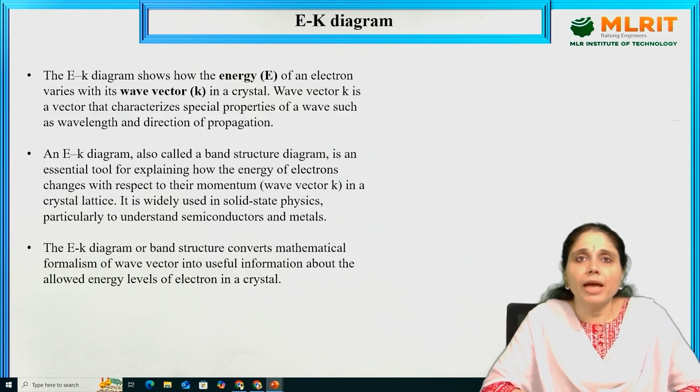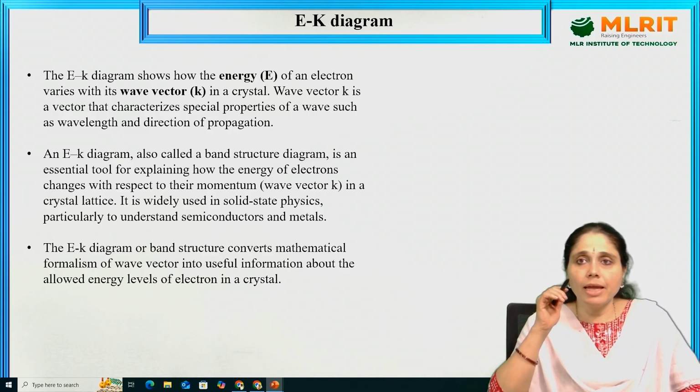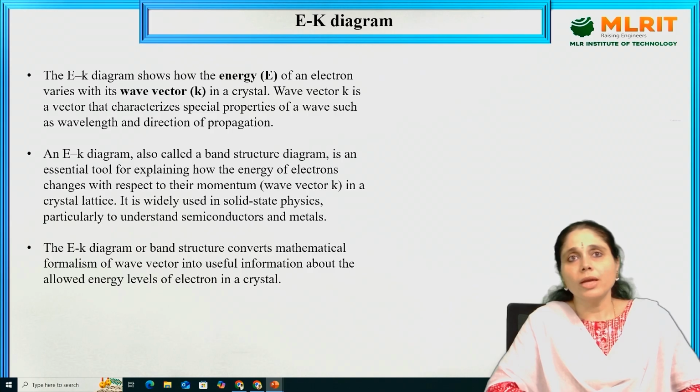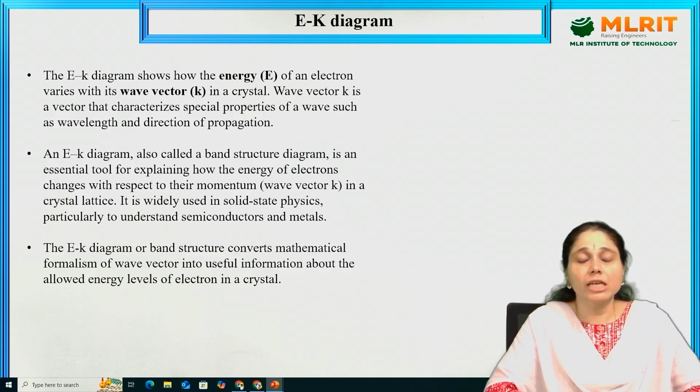The EK diagram shows how the energy E of an electron varies with the wave vector k in a crystal. The wave vector k is a vector that characterizes spatial properties of a wave such as wavelength and direction of propagation. Let us see each and every concept in a clear manner.